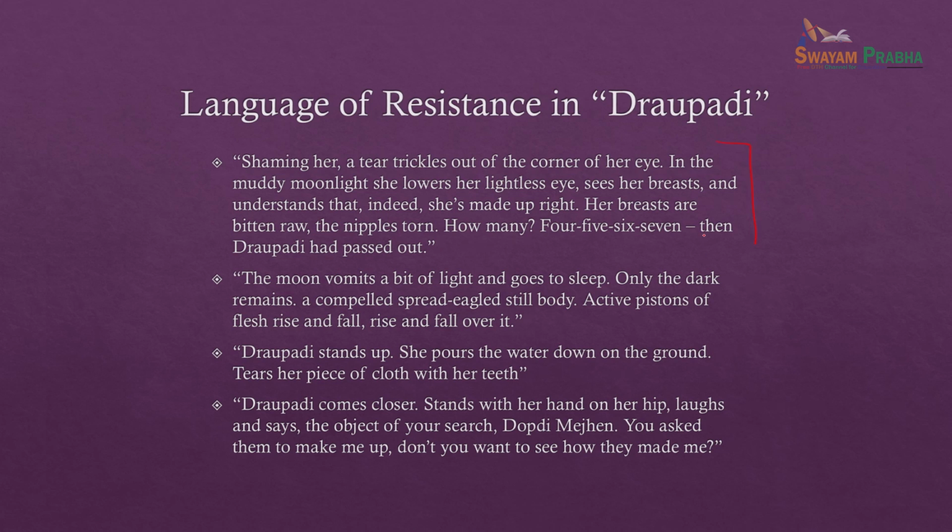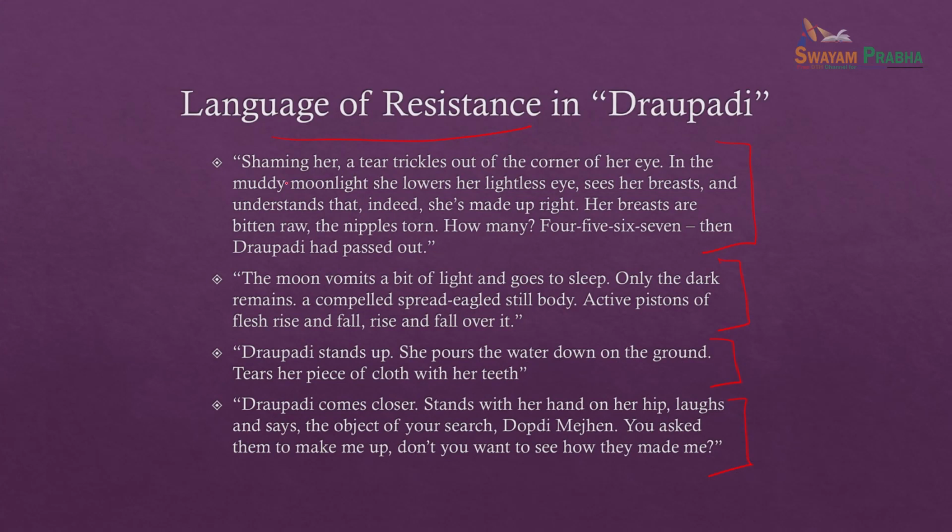These are some quotations. You can have a look and see how the language changes. If you look at the language of resistance, I have written here, you can see how the English language in this case is changing. You will feel that this language is not actually the language other writers would like to use. See, shaming her, this is the normal way. Of course, if somebody is beaten up, somebody is molested, we consider it as shame.